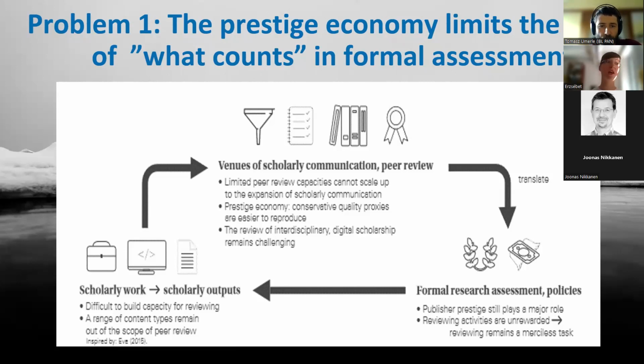But since high prestige publication fora are usually dedicated to the established forms of scholarly communication, that is to the book, that is to the original research paper, there are lots of content types, like data sets, like tools, like critical editions, like data visualizations, you name it, that remain out of the scope of scholarly communication. So this is bottleneck number one.